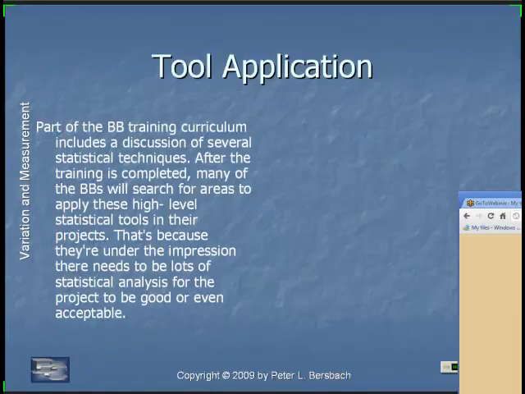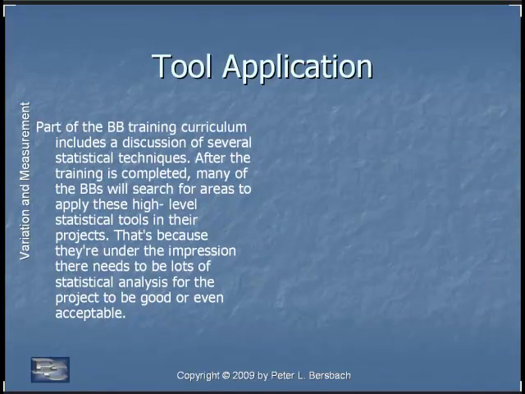The next way that we had was tool application. Part of the black belt training curriculum includes a discussion of several statistical techniques. After the training is completed, many of the black belts will search for areas to apply these high-level statistical tools in their projects. That's because they're under the misimpression there needs to be a lot of statistical analysis for the project to be good or even acceptable. So how do we avoid this misunderstanding that you have to apply a lot of statistical analysis tools to your project to have it good?